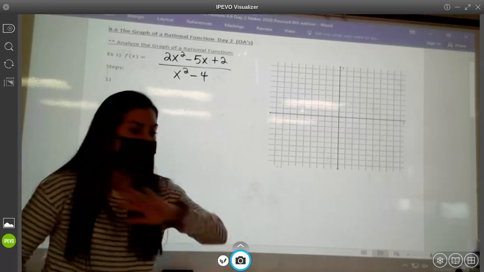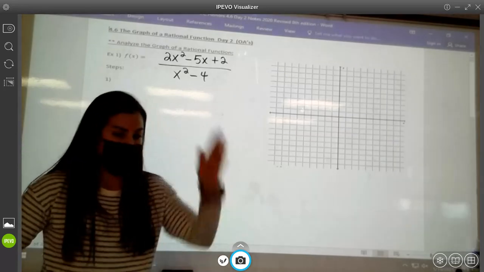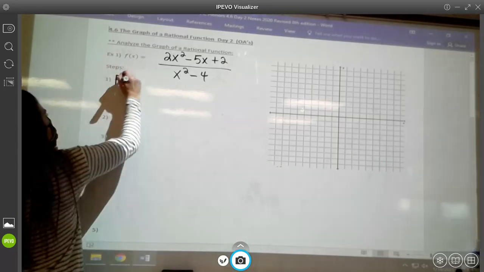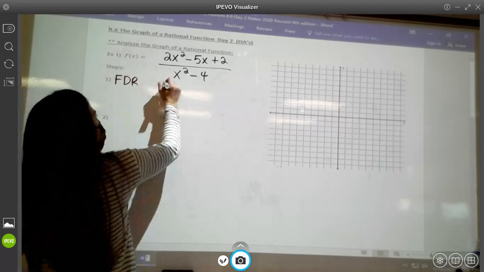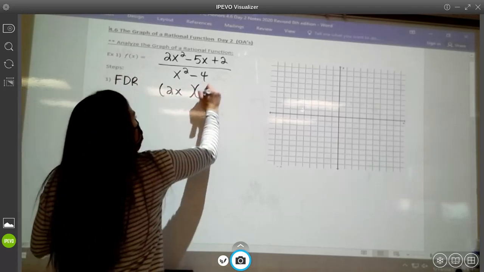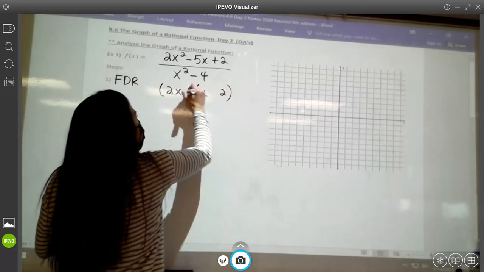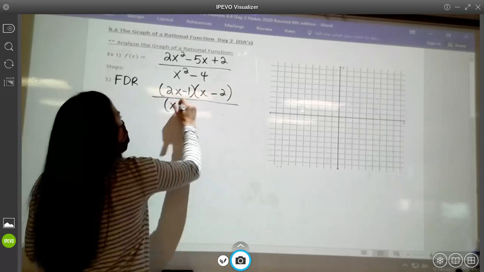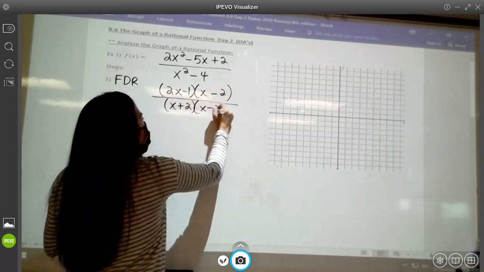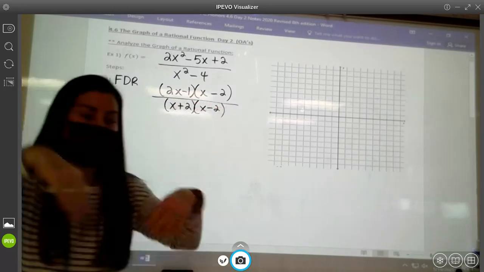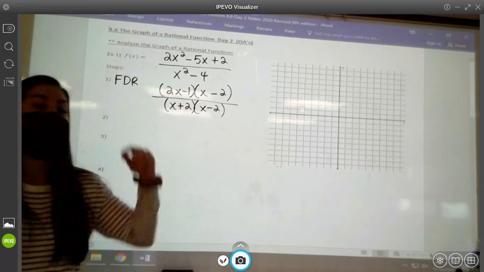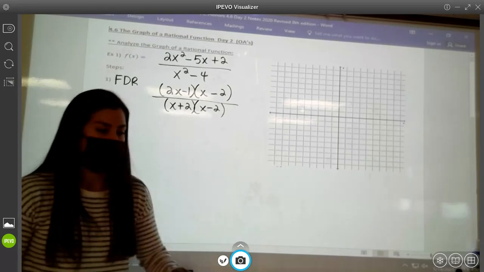Okay, step one, like always, FDR: factor, domain, reduce. Let's do that. Let's factor it. Now guys, I love canceling. It's my favorite part, but you really got to restrain yourself. Do not cancel anything until you have found the domain.